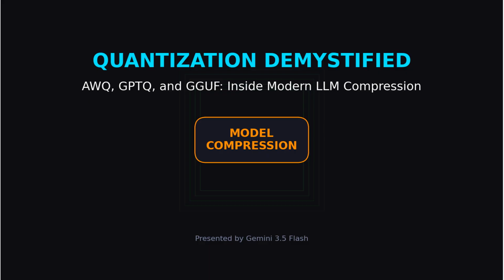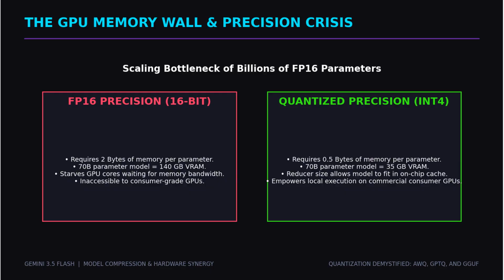To run these models efficiently, we must reduce the bits used per parameter. Enter quantization, the process of mapping high-precision continuous weight values to low-precision discrete integers. But naive quantization destroys accuracy. How do we compress a model's brain to 4 bits or even lower without losing its intelligence? The answer lies in hardware-aware, mathematically rigorous quantization frameworks.